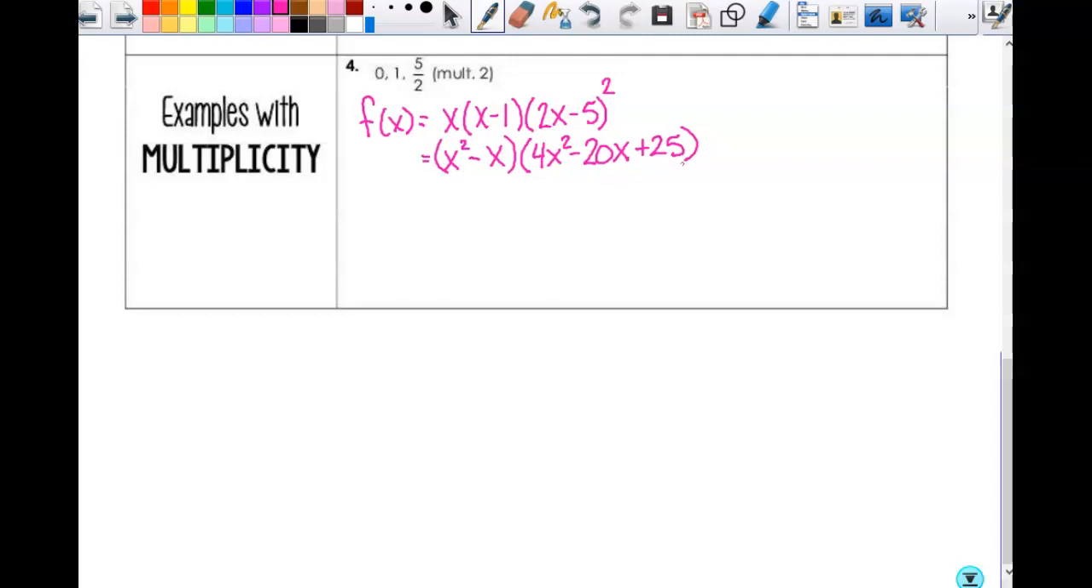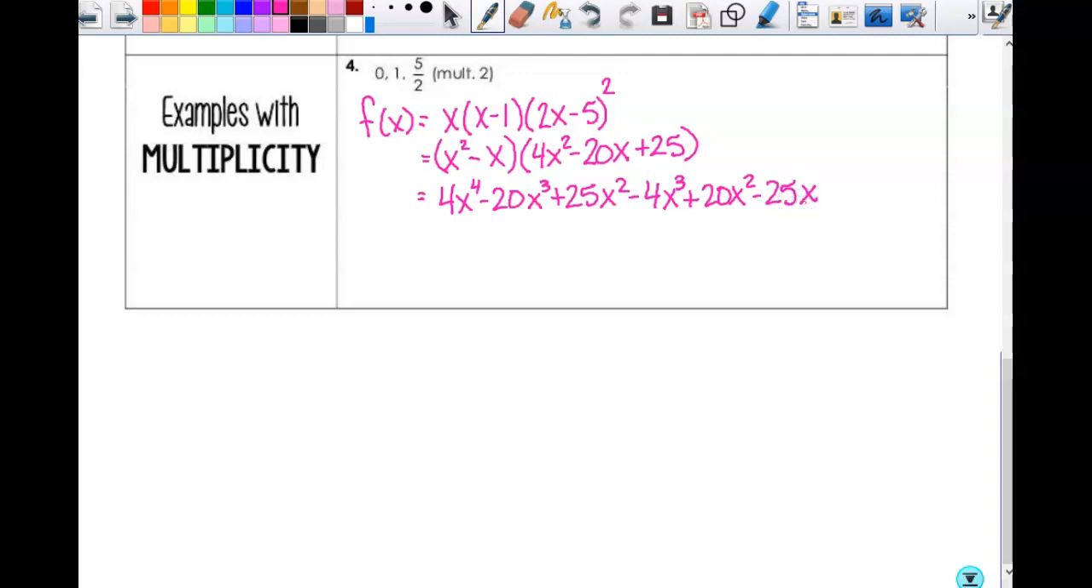All right, so now I have to distribute this. So I'm going to take x squared, multiply by each one of these. This is going to give me 4x to the 4th minus 20x cubed plus 25x squared. Then x times all of these is going to give me negative 4x cubed plus 20x squared minus 25x.